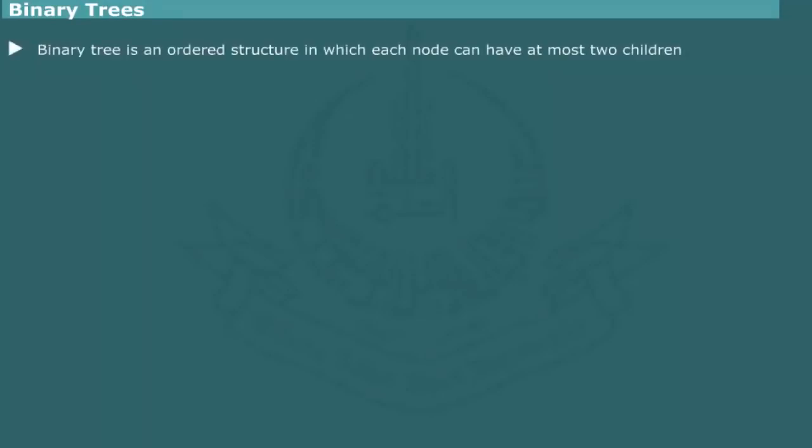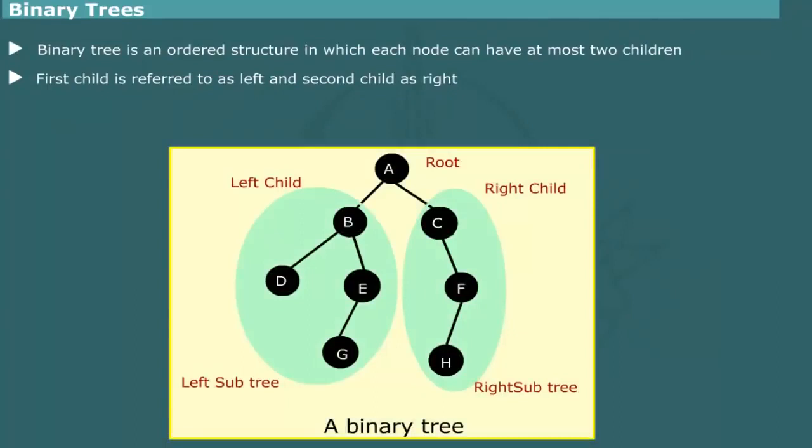Binary trees. We now turn to an important data structure called binary tree, which is the main focus of the present unit. Binary trees were introduced briefly earlier as an ordered tree structure in which each node can have at most 2 children. The first child is referred to as left child and second child as right child. Figure portrays an example of binary tree.